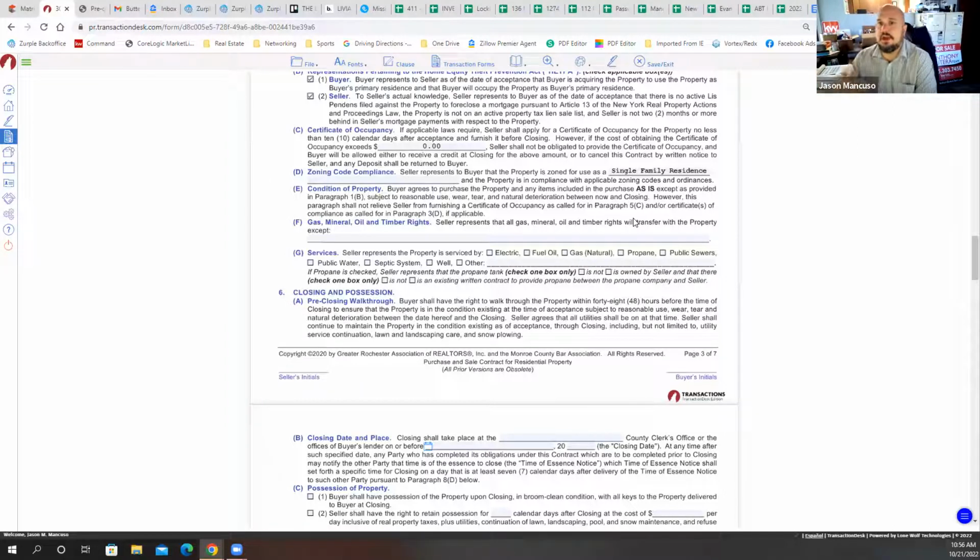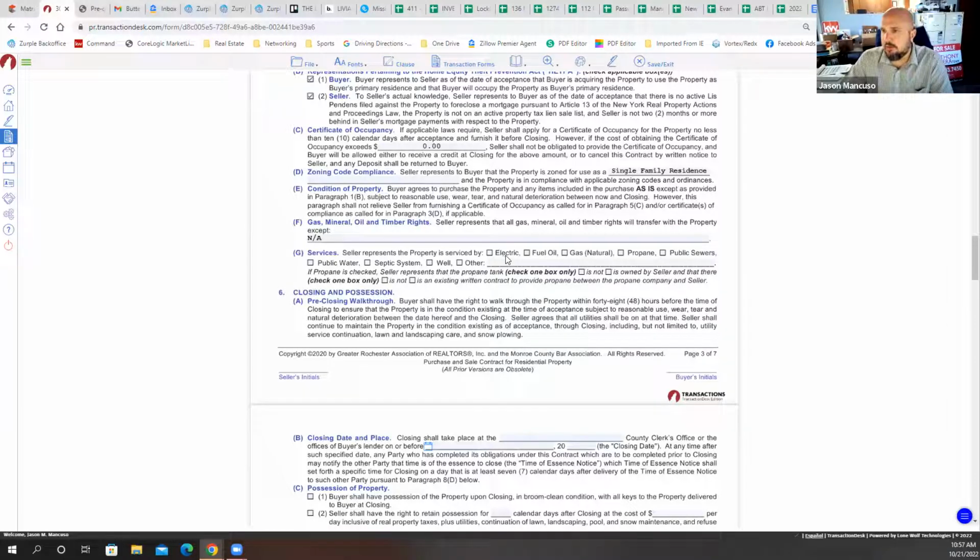In the event there's not an inspection, you've got a little more exposure to this point because you may not know what that as is condition is, and you're taking on more risk at that point, right? But there's nothing that needs to be checked here, but it's important to understand that clause. As for gas, mineral oil, timber rights, very rarely is that a thing, so you're just going to put NA here.